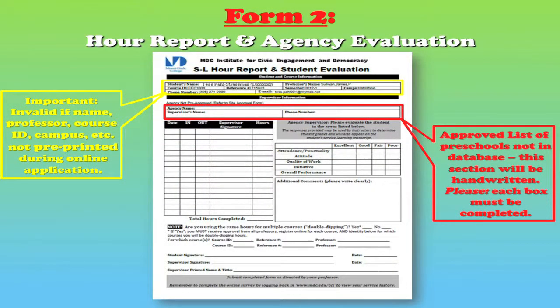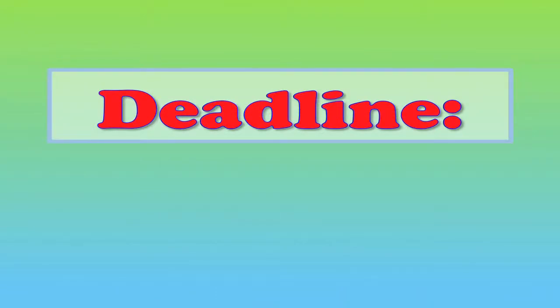Here we have the hour report and agency evaluation example. And again, you're going to have your information there at the top. You will fill in where it's marked in red, your preschool information. You'll take this form with you each time you go to do your service learning hours. Make certain that you have a supervisor sign off. And at the end of your hours, you will go back and have your evaluation written in and signed off by a supervisor. This will be turned into your professor as well. Your deadline for the hour report and agency evaluation form will be set by your professor as well. If not, generally it is 2 weeks before the end of the term.